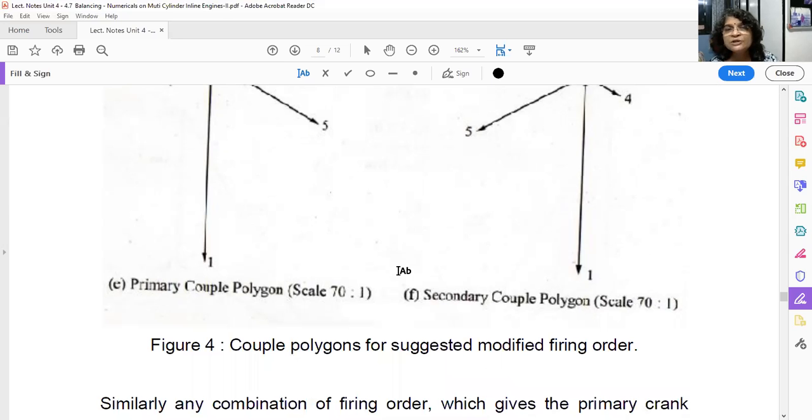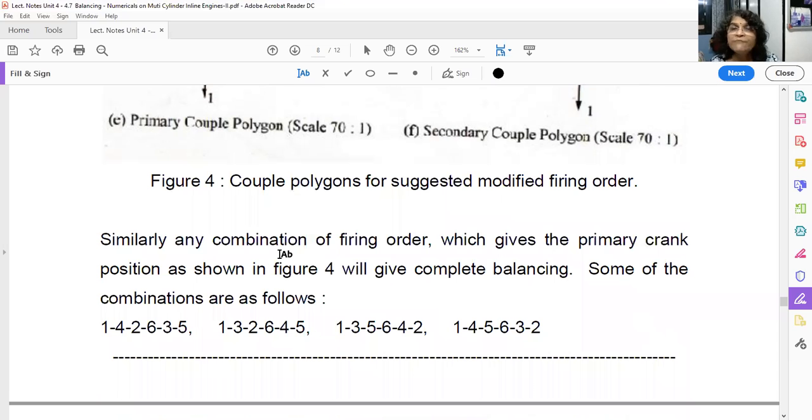So what is your conclusion? If you change the firing order, you have to select a firing order that will give you balanced couple polygons, or balanced couples. These are a few firing orders, some of the combinations which will give you completely balanced couples, both primary and secondary: 1, 4, 2, 6, 3, 5; 1, 3, 2, 6, 4, 5; 1, 3, 5, 6, 4, 2; 1, 4, 5, 6, 3, 2.